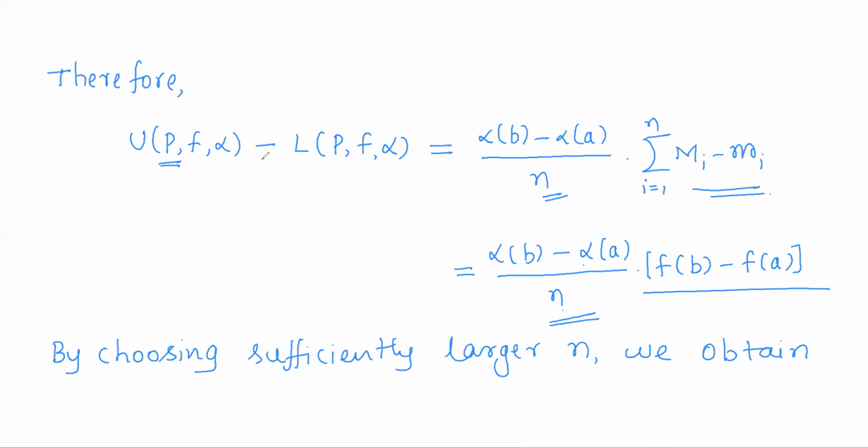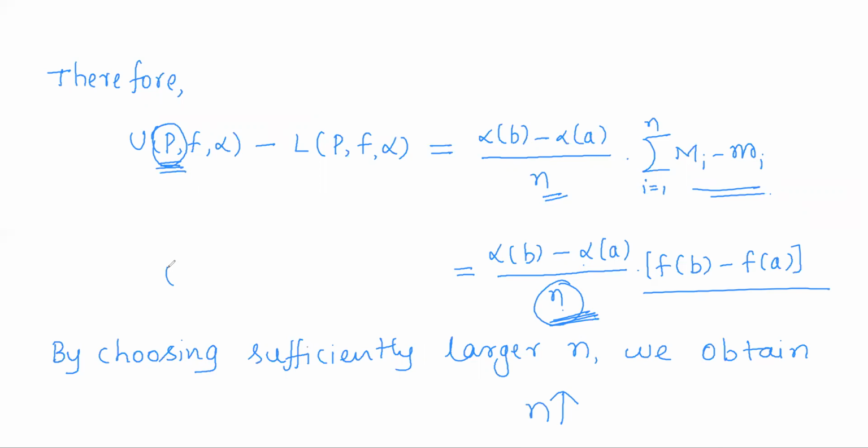So U of P, f, alpha minus L of P, f, alpha will be equal to alpha of b minus alpha of a into f of b minus f of a by n, where P is the corresponding partition constructed using the positive integer n. Now increase the value of n gradually. So for every positive integer n, you will get a partition P with this property.